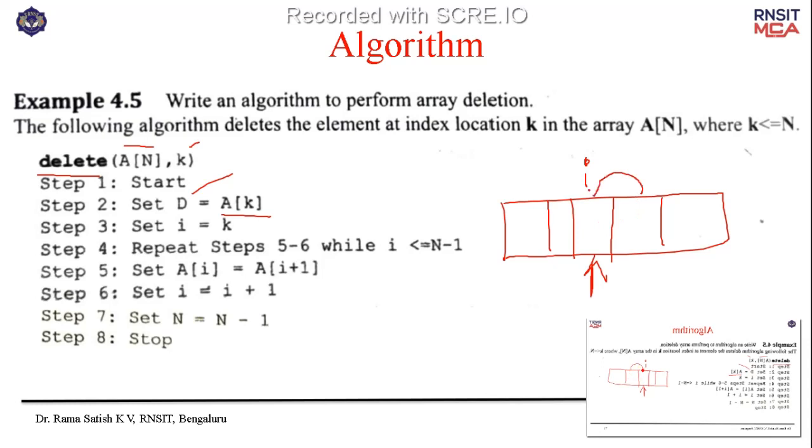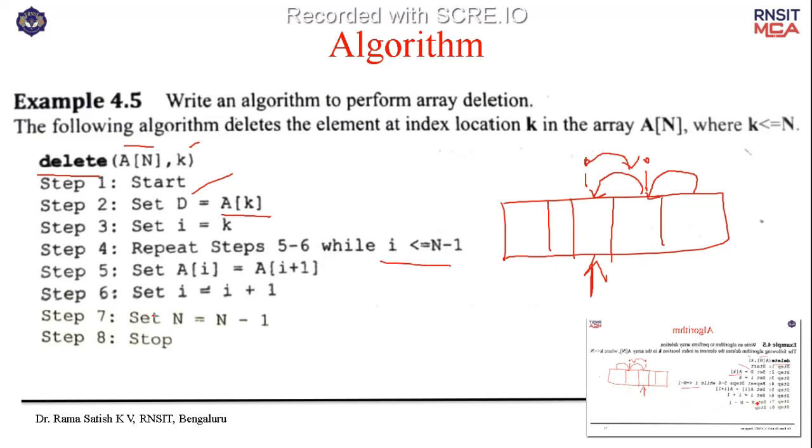That means you have to move it like this. Next, I plus plus, move to the next position. I will be moved from this position to this position. Now, I is here. A of I plus 1, that is the next cell, has to move to A of I. So it is done like this, and you move until you reach the last position.